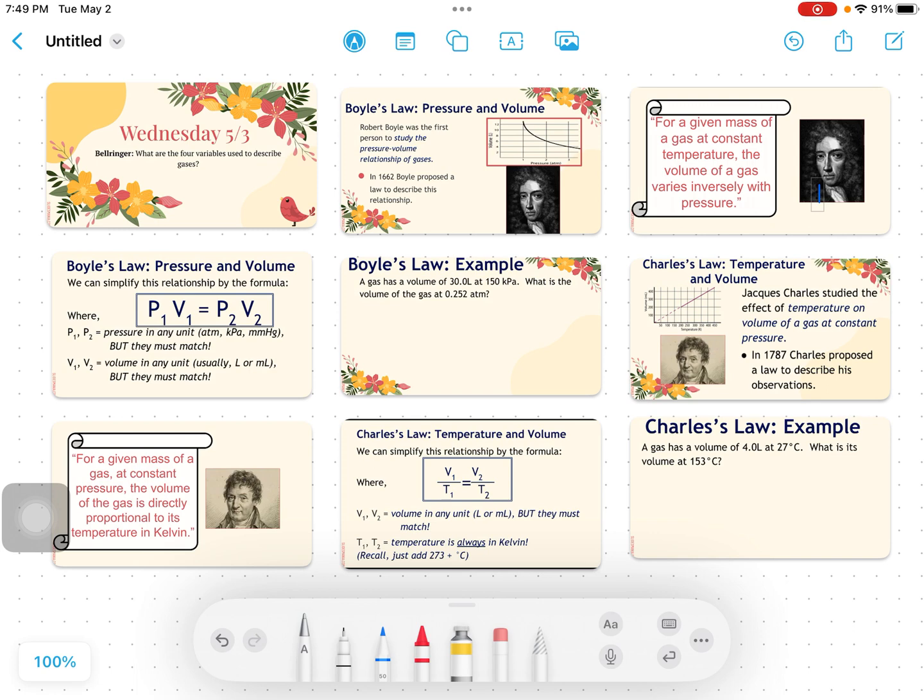which is: for a given mass of a gas at constant temperature, the volume of a gas varies inversely with the pressure. So he came up with his equation for Boyle's law, which is P1 times V1 equals P2 times V2. P1 and P2 are both pressures, and they need to be in whatever unit, but they have to match. So they either both have to be in atm, kPa, or millimeters of mercury. Our volume has to be in either liters or milliliters, but again, they have to match. If they don't, we need to convert them to make them match.